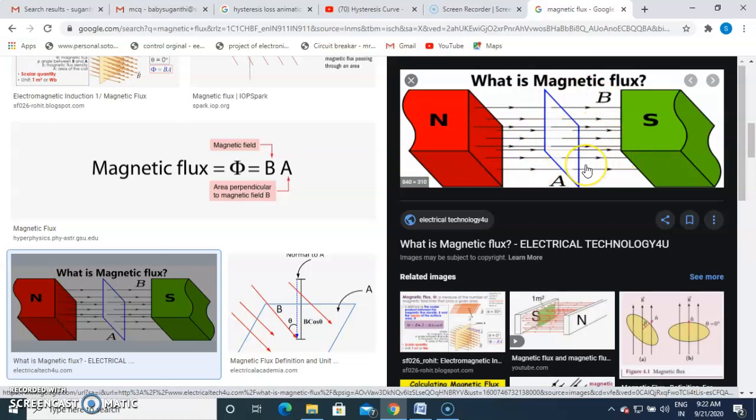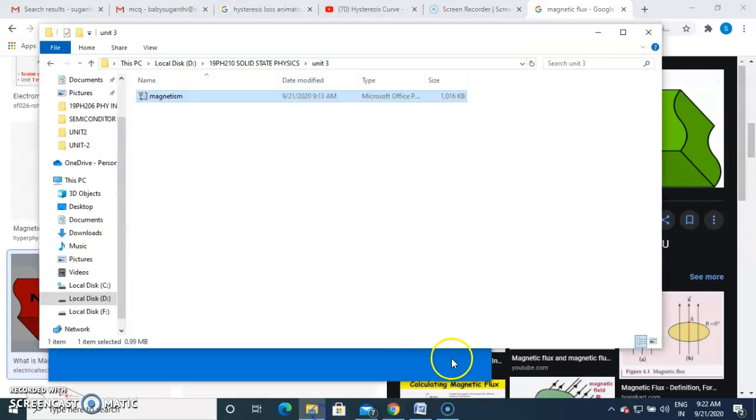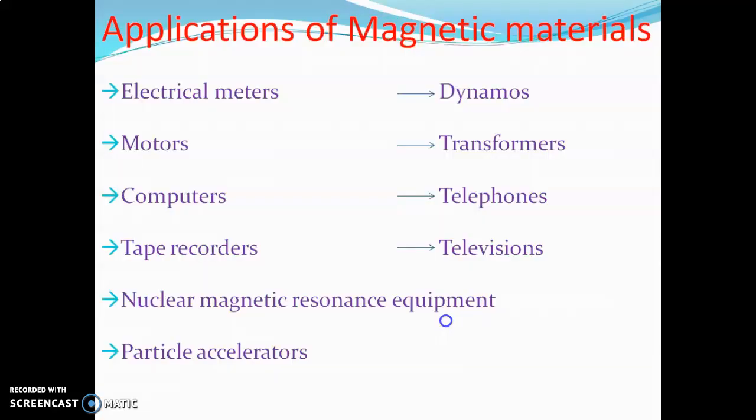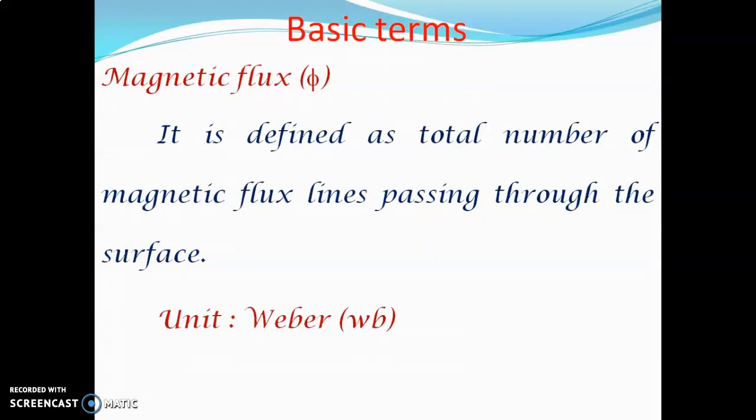If the magnetic flux is high, then we can say the magnetic field is high. If the magnetic flux is low, then the magnetic field is low. So what is magnetic flux? The magnetic flux is the total number of magnetic field lines passing through the surface. That is known as magnetic flux.